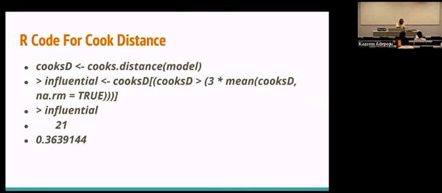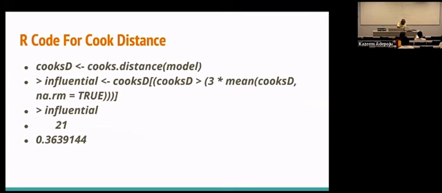So let's look at Cook's distance. We program the Cook's distance. You can see 3 times the mean. Cook's distance is also using that idea. What does it give us? It's trying to say observation number 21 is influential. That's what it's telling us. The influential one is that very one. Take a look at that.